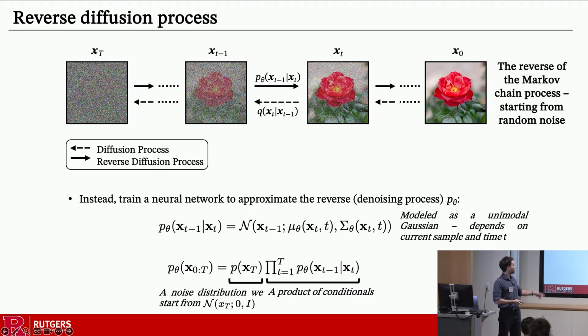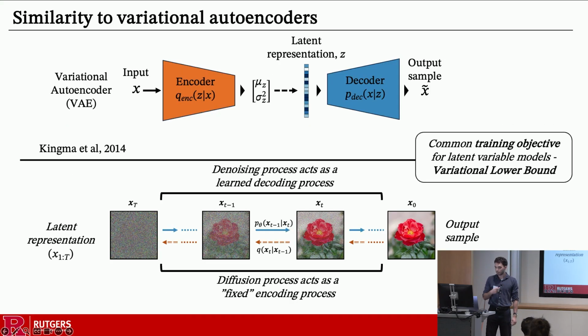What this model does, it will start from random noise, and step by step, again following this product of conditionals, we'll try to create a clean image. But why do we call them latent space models? Well, it's kind of conceptual. They're called latent space models because we try to look at them as variational autoencoders.